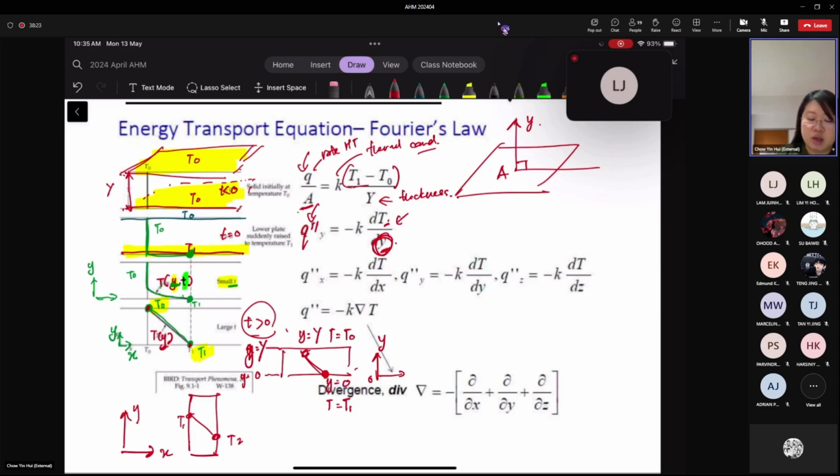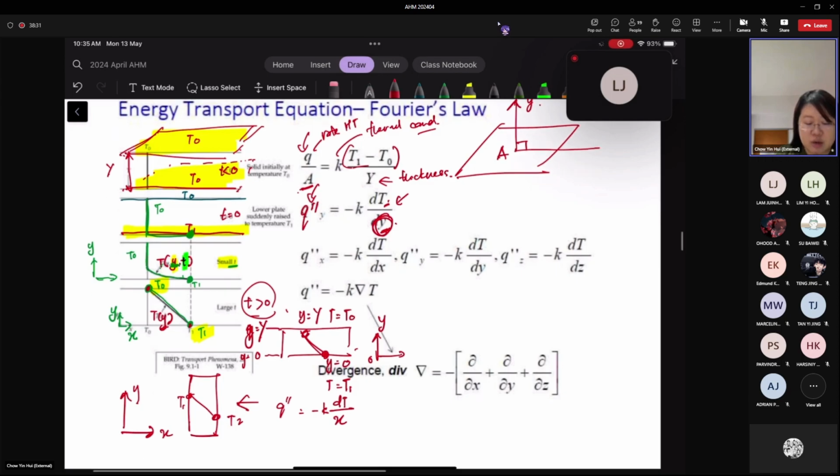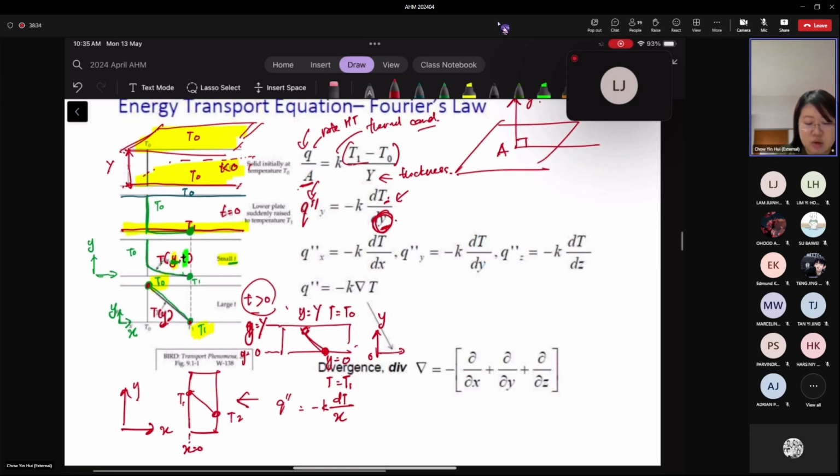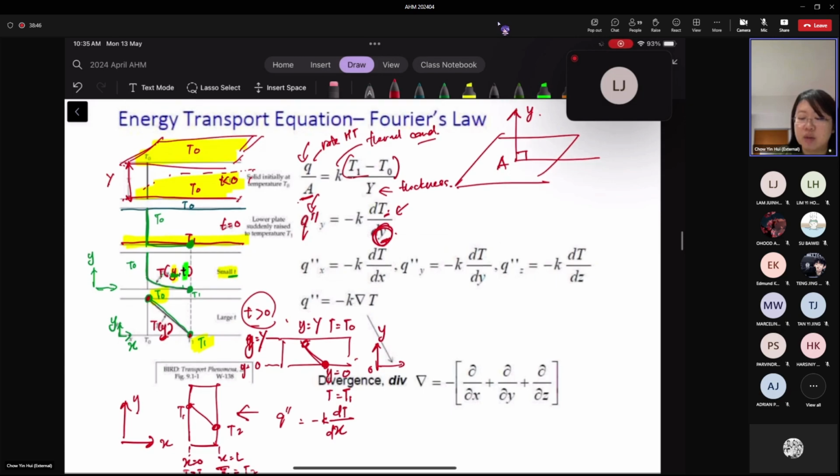For the other case, your heat flux equation will be written as negative k times the temperature variation in the x direction, because at x equals 0, T equals T1, and at x equals L, let's say the thickness is L, the temperature equals T2. So temperature varies in the x direction. If you have temperature varying in the z direction, then it will be written in this form.